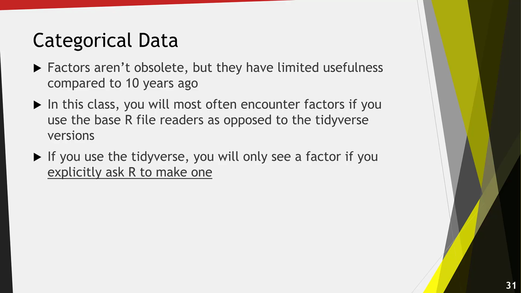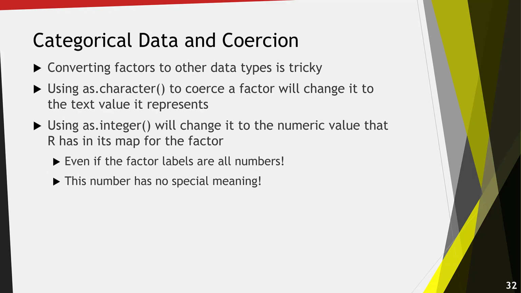In this class, you're actually going to encounter factors most often if you use the base R file readers as opposed to the tidyverse file readers that I'll show you how to use. If you use the tidyverse, you'll only ever see a factor if you explicitly ask R to make one. Also, converting factors to other data types is tricky. Using as.character will convert a factor into the text value that it represents. Using as.integer on a factor will actually return the underlying value, not the factor label that you want to convert into a number. So again, this is why I say you can get some very weird results when using factors in R.